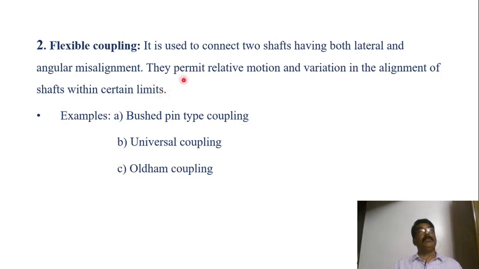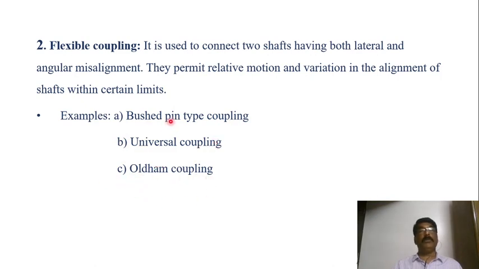Also, another feature of flexible couplings is they permit relative motion and variation in the alignment of shafts within certain limits. The examples for flexible coupling are bushed pin type coupling, universal coupling, and Oldham's coupling.